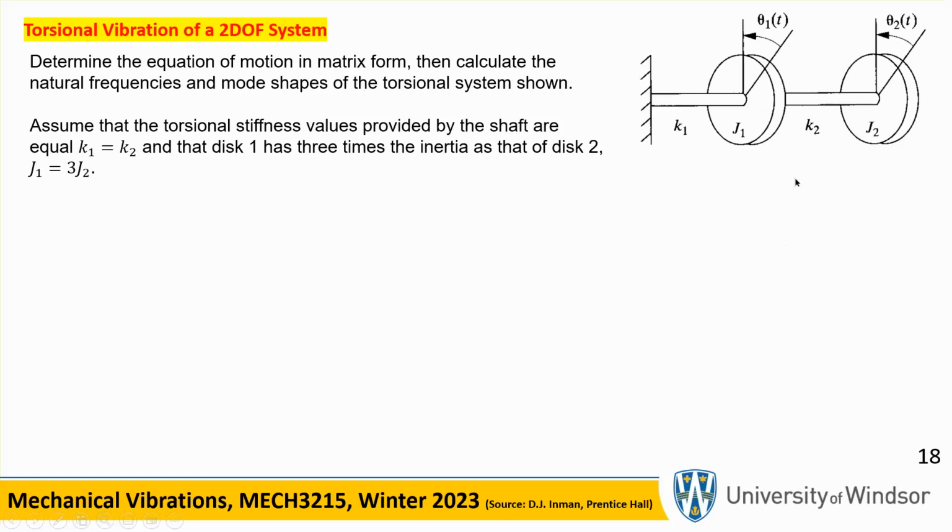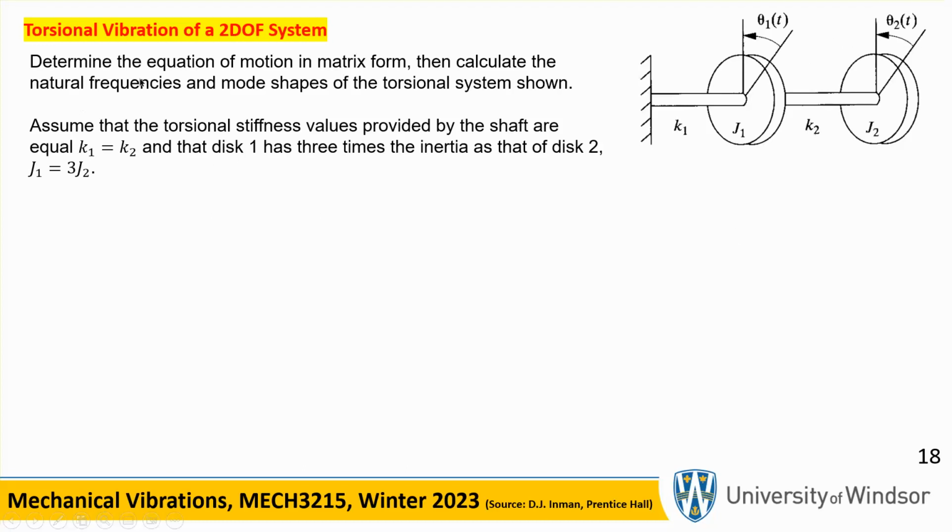Now, remember, I showed you blocks because translational blocks are easy to think about. But here is a situation where you have 2 disks. These are rotational motion. These are torsional springs. It's a 2 degree of freedom system. Degrees of freedom are the angular positions.